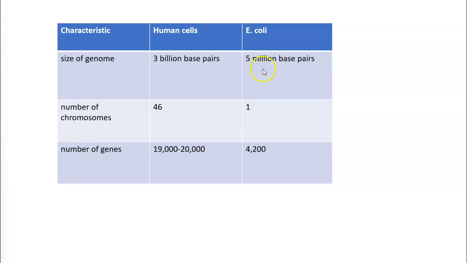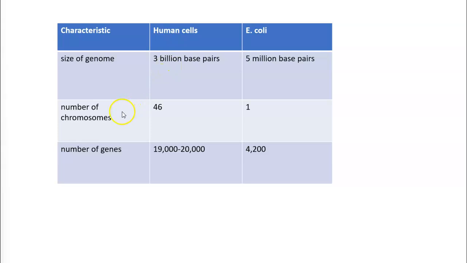And E. coli, comparatively, has about 5 million base pairs, ATGC pairs. So E. coli, being a single-celled organism, being a smaller organism than our cells, you can imagine that an E. coli cell probably isn't quite as sophisticated as a human cell. So what it's telling us is it doesn't take as much instructions to make an E. coli as it does to make a human.